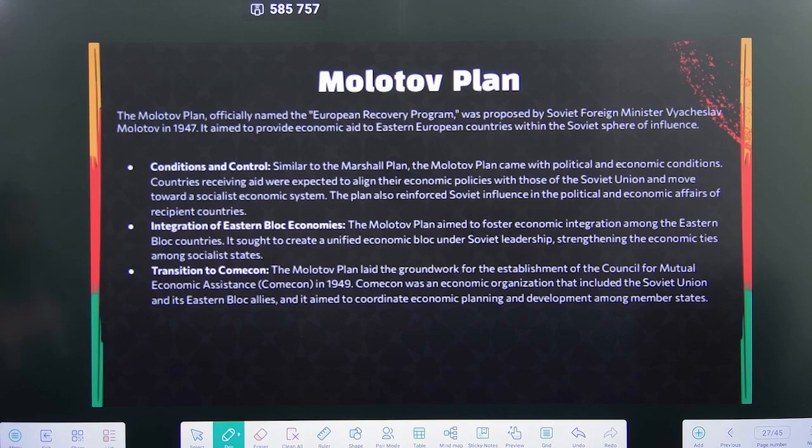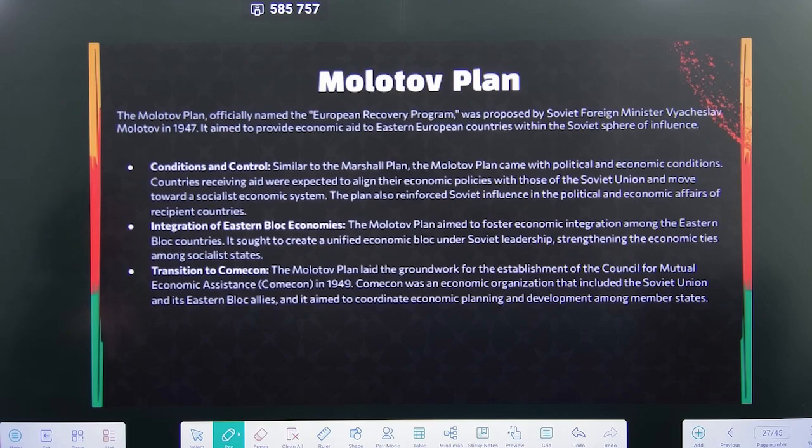Their idea was to integrate the Eastern Bloc countries together. Whatever countries Russia had taken under itself in Eastern Europe, they're integrated together, they're unified under Soviet leadership. Molotov Plan is what led to the coming of Comecon, Council for Mutual Economic Assistance.